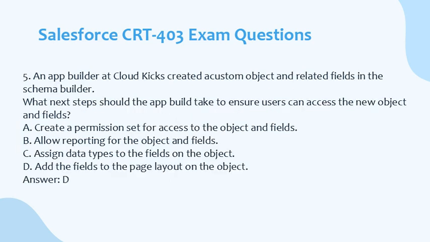5. An app builder at CloudKicks created a custom object and related fields in the schema builder. What next steps should the app builder take to ensure users can access the new object and fields? A. Create a permission set for access to the object and fields. B. Allow reporting for the object and fields. C. Assign data types to the fields on the object. D. Add the fields to the page layout on the object. Answer: D.